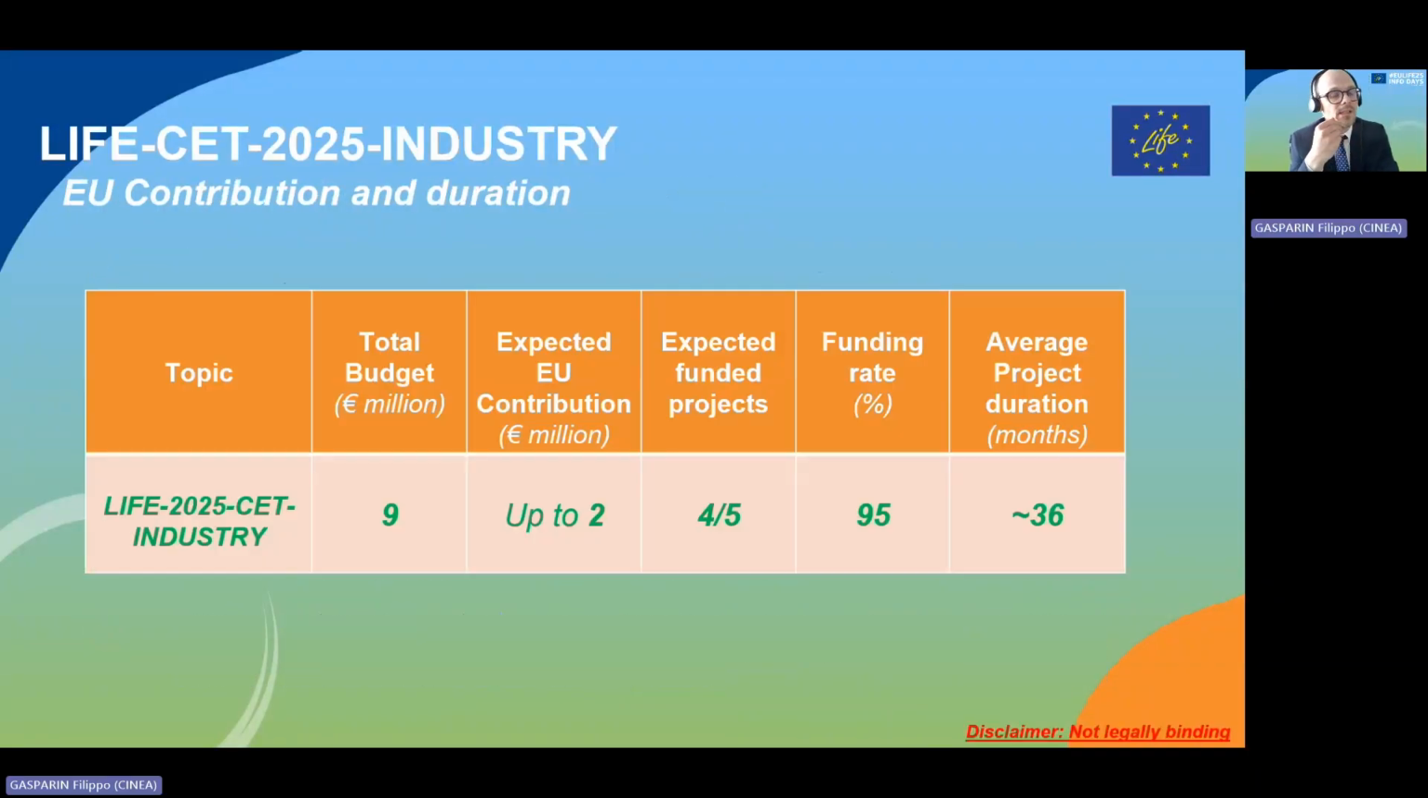This is already my last slide. I just want to provide some numbers. For this year, for this topic, we have 9 million available. And we expect that proposals will request an EU contribution of up to 2 million euros. So we expect to finance around 4 or 5 projects. Be aware that the funding rate is around 95% and the average duration is 36 months. Nevertheless, it is also up to you. You can go above or below these figures, of course, if well justified.